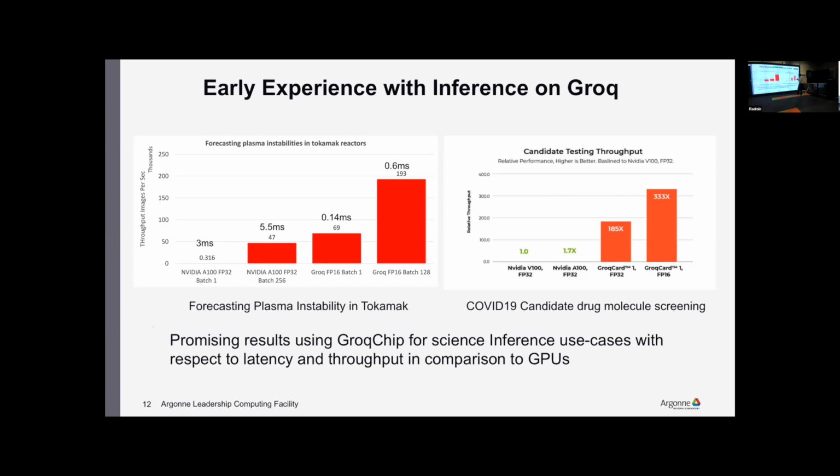If you run it on a Grok card in FP32, you get about a 185x improvement. Again, this is primarily because you're running through data and a number of models, and the data flow architecture on the Grok card, together with its abilities for co-resident models, are some of the key innovations that we have here. And with FP16, you get another order of magnitude improvement. This demonstrates that these are really promising results.